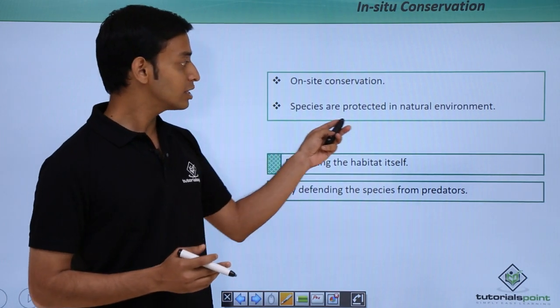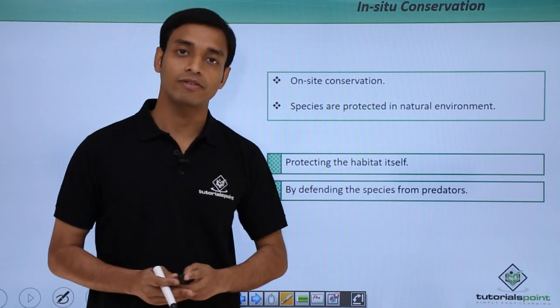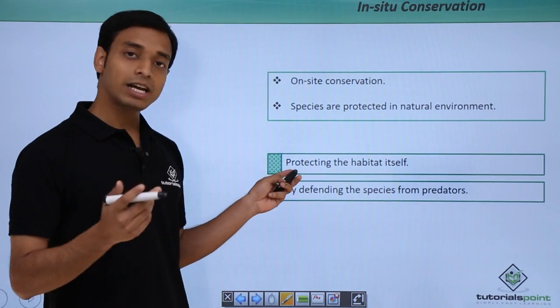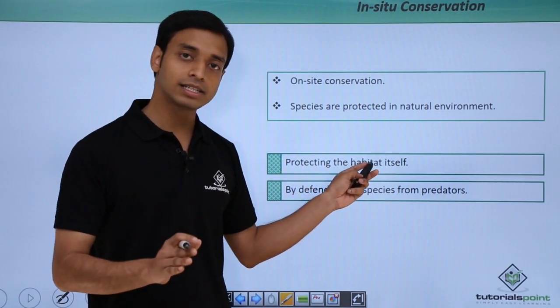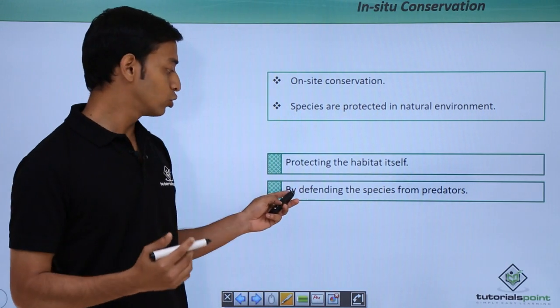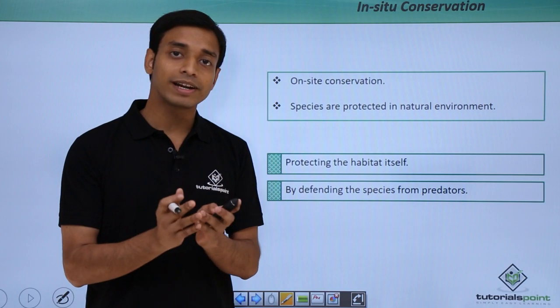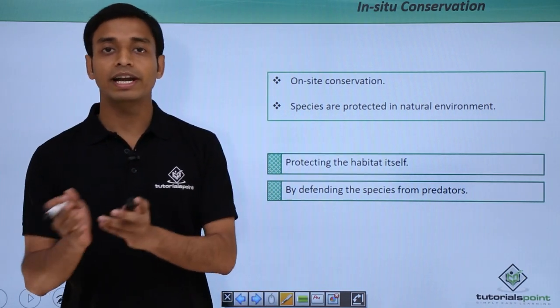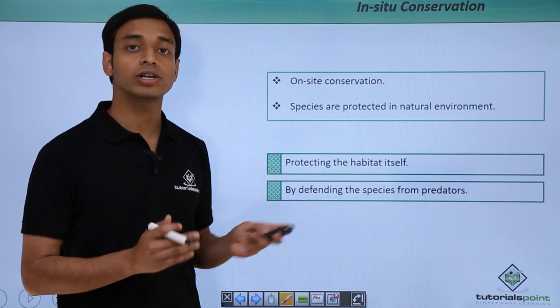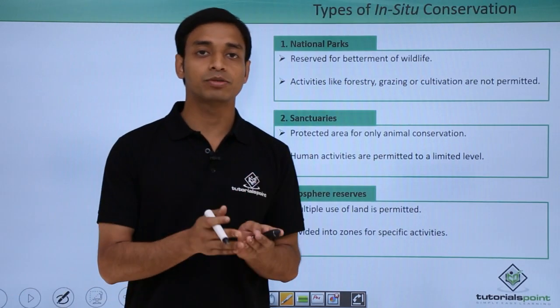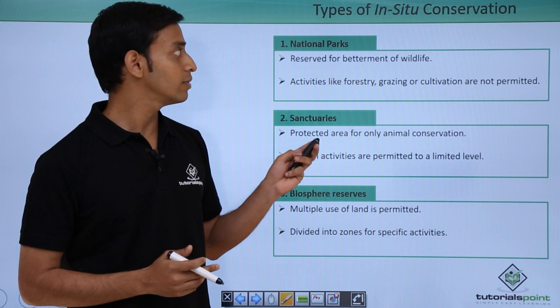Now here species are protected in the natural environment. Now this can be done in two ways. First of all, it can be done by protecting the habitat itself, or else we can also do it by defending the species from its predators, or we are trying to control the danger to this particular species we are trying to conserve.